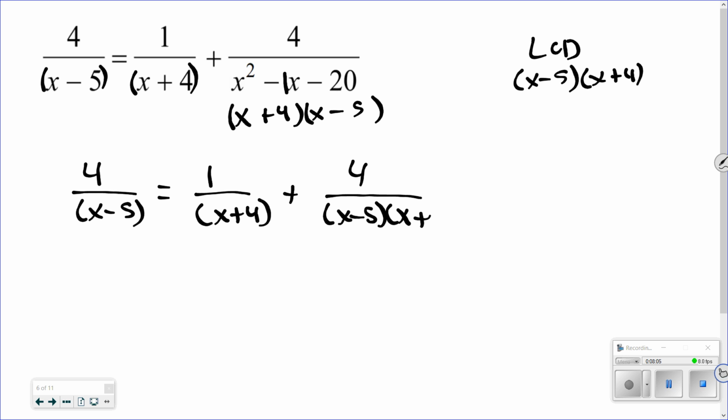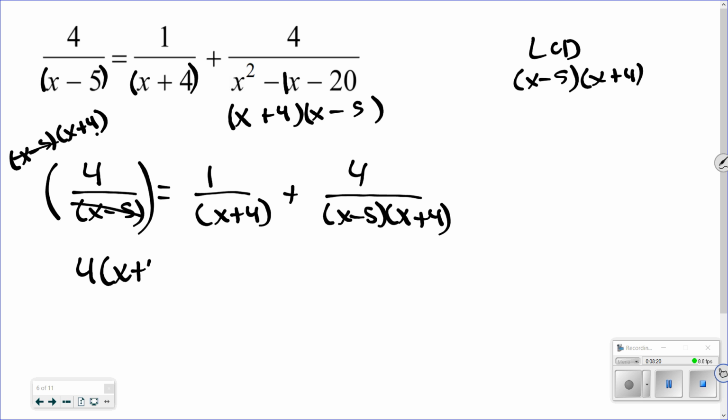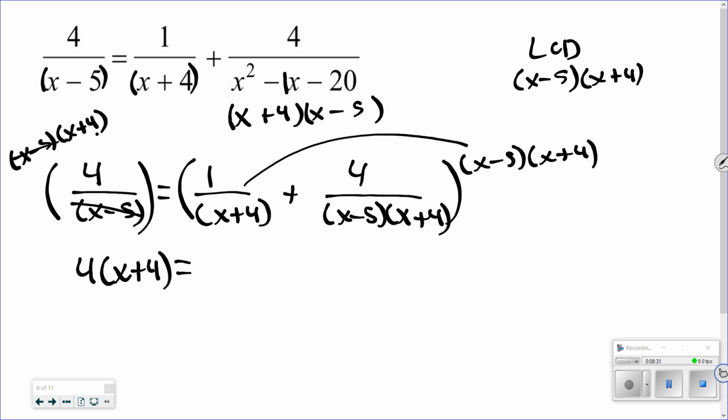Okay, so we're going to multiply this side by x minus 5, x plus 4. And what happens is those two just cancel. So I'm left with a 4 times x plus 4. Okay, do the same thing over here. I'm going to distribute that through. The x plus 4's cancel. I have 1 times x minus 5. Okay, times it through here. Those two would both cancel with those two, so you don't have anything left over at all.